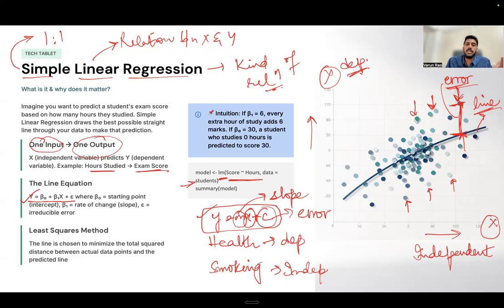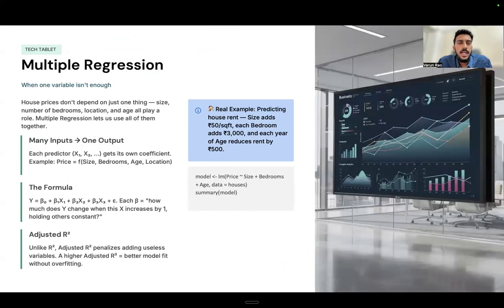So in least squares method, a line is chosen which minimizes the total squared distance between the actual and the predicted. Now, why do we do this? Because lower the error, better the model. It's as simple as that. Now, there is also something called as multiple linear regression. In simple linear regression, you have 1:1 cardinality. That is, you have one dependent variable and one independent variable.